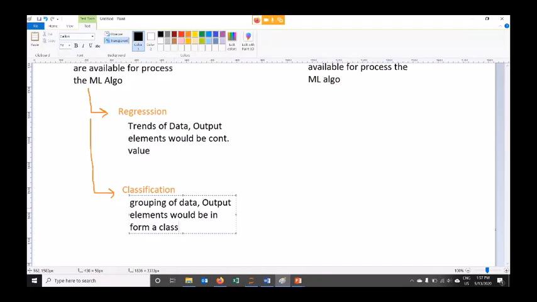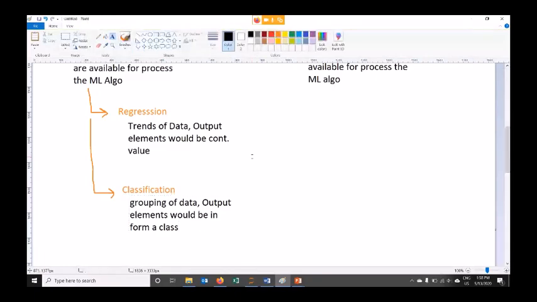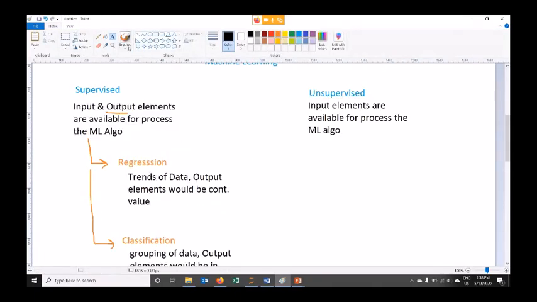We are using classification algorithms. So the classification case is always used where you are having the outcome as a class, whereas in regression we are saying the outcome would be in the form of a value. That's the basic difference available. In unsupervised we are having the concept of clustering.